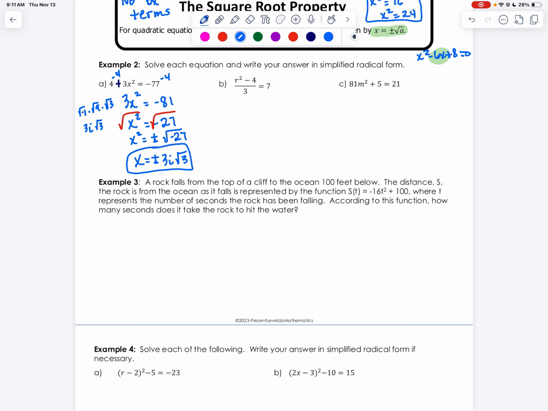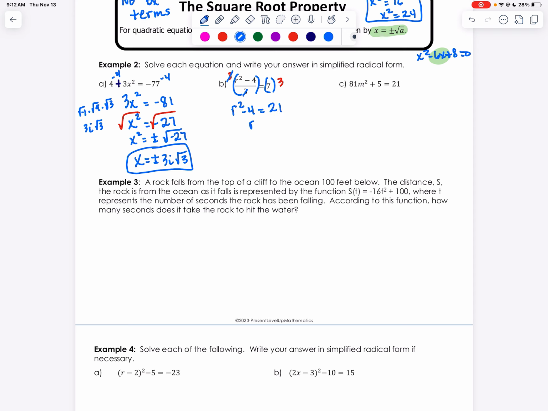All right. So in problem B, we have r squared minus 4 divided by 3 is equal to 7. So when we have a problem that has a fraction on one side, we need to begin by clearing our fractions. So I'm going to multiply both sides by the denominator, which in this case is 3. All right. So over here, the 3's cancel and leave me r squared minus 4. On the other side, we have 7 times 3, which is 21.